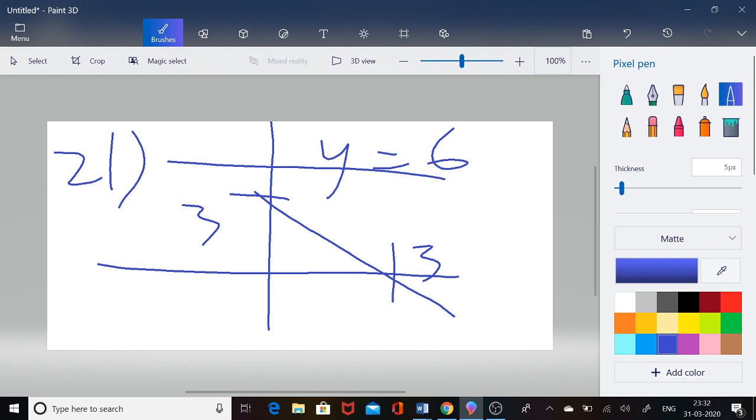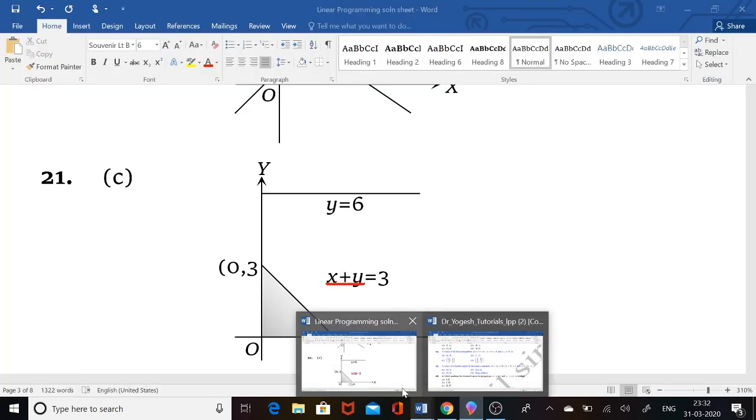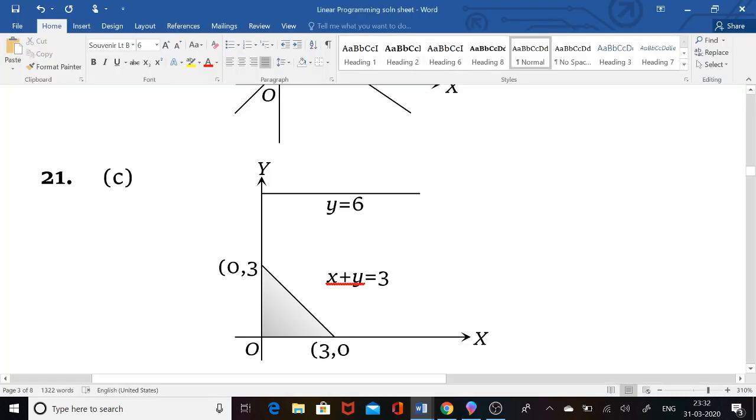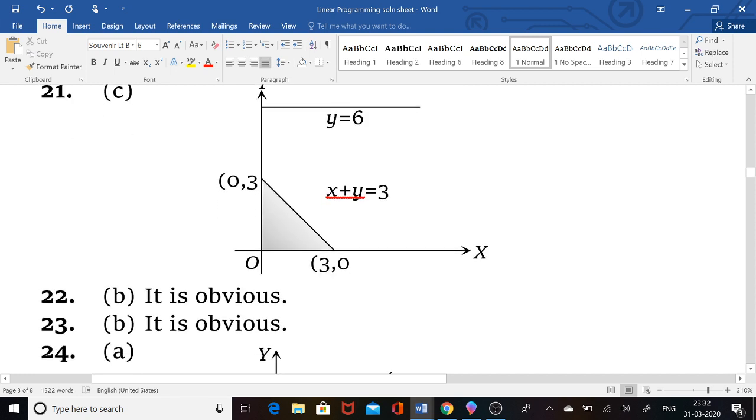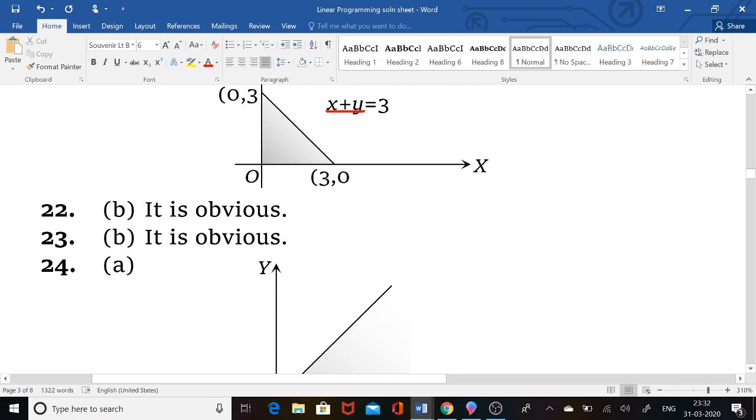The common shaded part for both will be this region, because both are going towards the origin. So your answer is what? C for this one. Bounded in the first quadrant because it will not go down. Your 22nd answer is B.